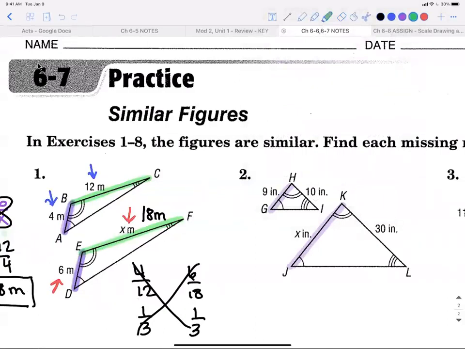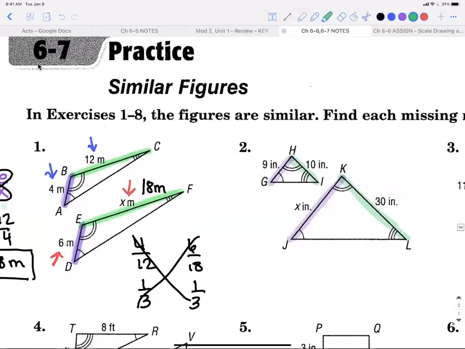Then I'm going to look at my other one, which is HI, and I'm going to say that it matches KL. So what that tells me is my 2 purple lines should be in the top and my 2 green lines should be in the bottom when I'm done setting up my ratio. So now it's time to set up my actual ratio.